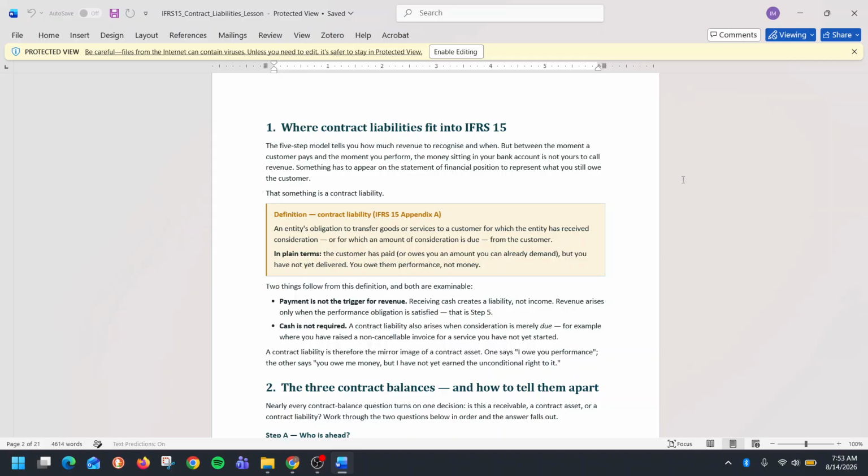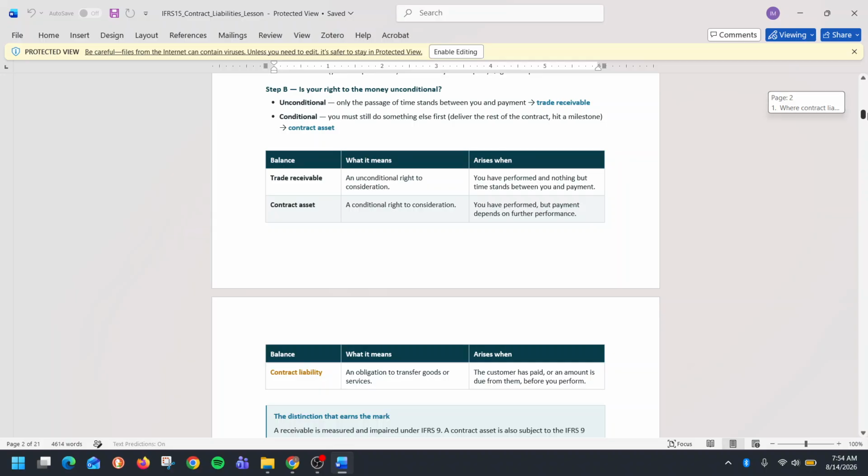Again, a contract liability only arises when consideration is merely due. For example, if you send them a non-cancellable invoice for a service, that is when you can say the contract liability was triggered. A contract liability mirrors a contract asset. If you have a contract asset, you have performed, but you have not received money. The contract liability is the difference. You have paid me, or money is due, and I haven't performed. That is simply that.